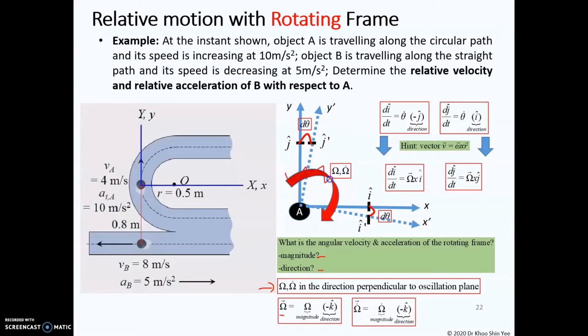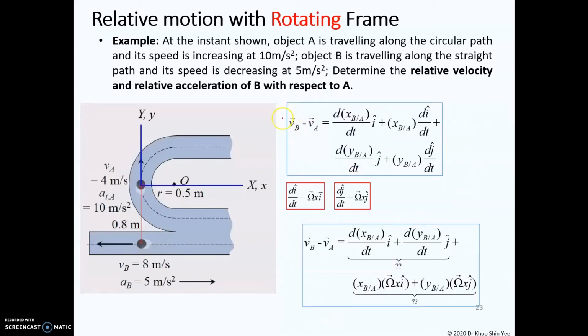If the rotating frame rotates in the counterclockwise direction with respect to the z axis, then in this case your Ω vector will be in the positive k direction. If Ω dot is positive, then the Ω dot vector will be in the positive k direction as well. If Ω dot is negative, then the Ω dot vector will be in the opposite direction to Ω.